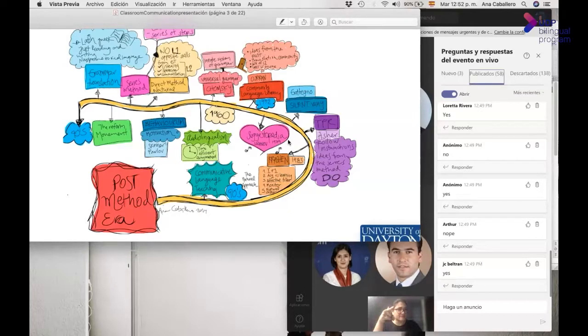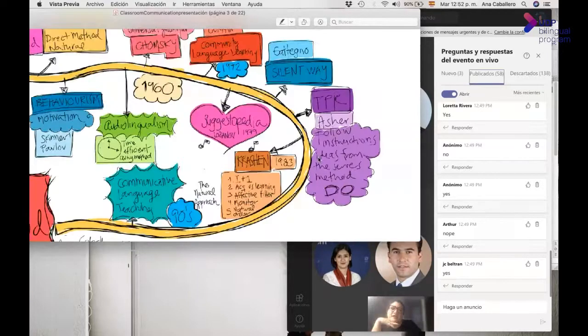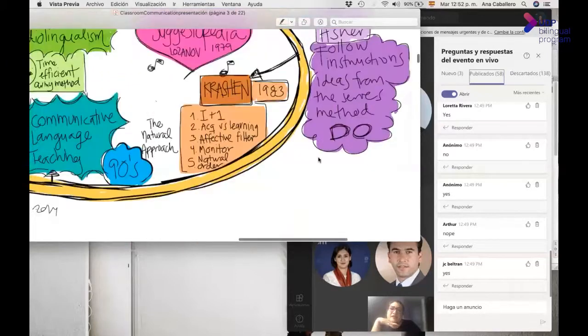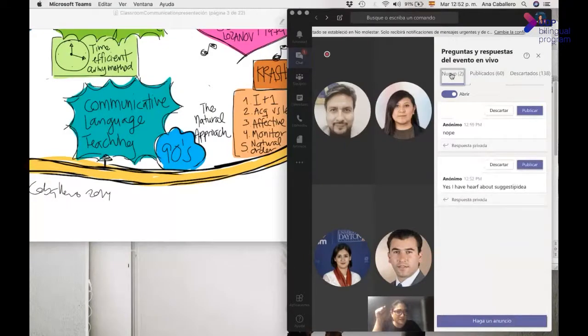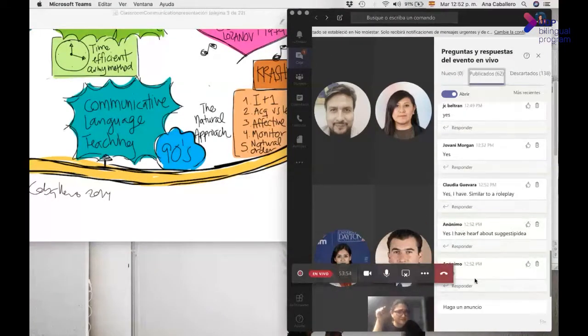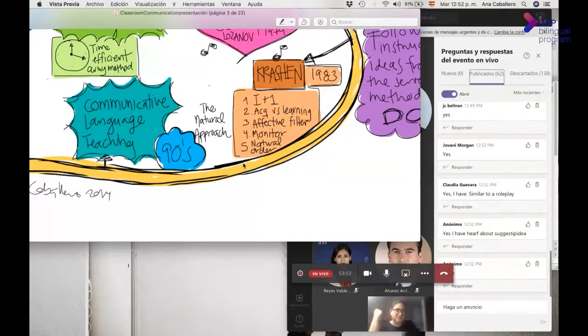Then in 1983, Mr. Krashen, who has heard about Mr. Krashen? No Krashen? Well, Stephen Krashen, he is still alive, and he developed these five hypotheses, and I do agree with him, with all of them.